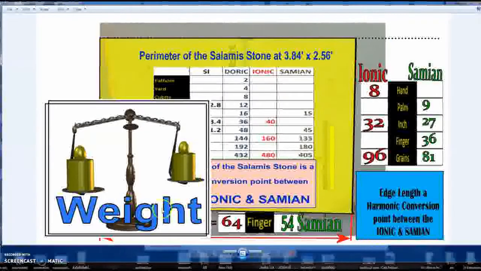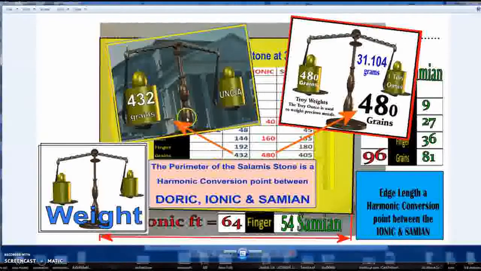And what's more is weight. So we had measures, we had music, and also weights. Now, for instance, the ancient Greco-Roman scale, 432 grains. The troy ounce, 480 grains. Troy ounce is how we measure precious metals. So when you see the gold price quoted, that's where it's coming from.